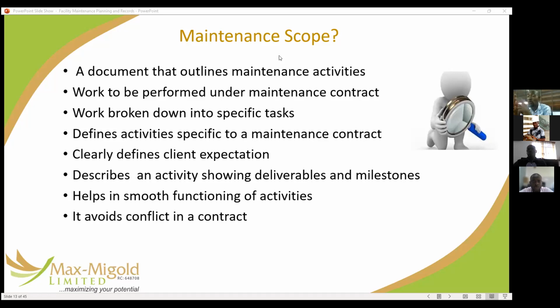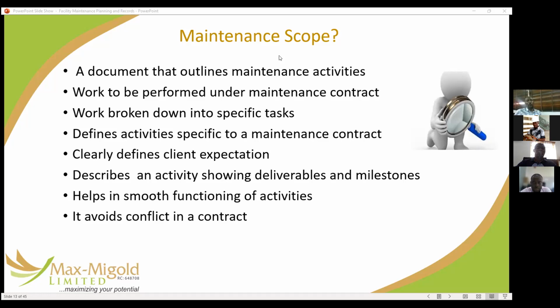At the same time, in each of these facilities, I have different kinds of assets. And this is different from if I'm a facility manager working in the IT industry. The kind of asset I'm maintaining is different from what a real estate facility manager is maintaining. So the assets at my disposal will determine the scope of my maintenance activity. It's a document that outlines the maintenance activity and work to be performed under a maintenance contract.